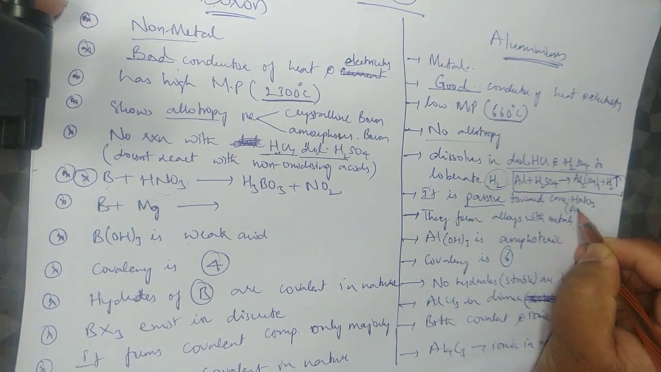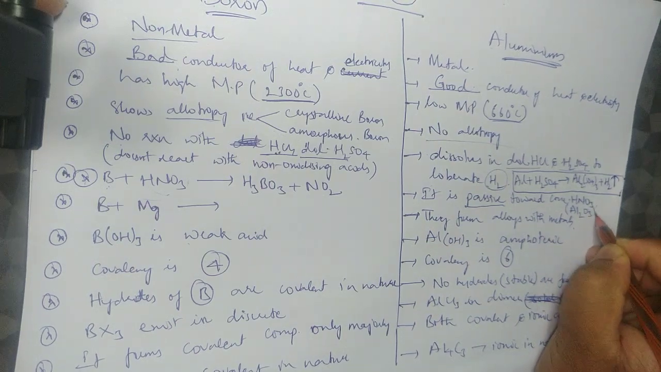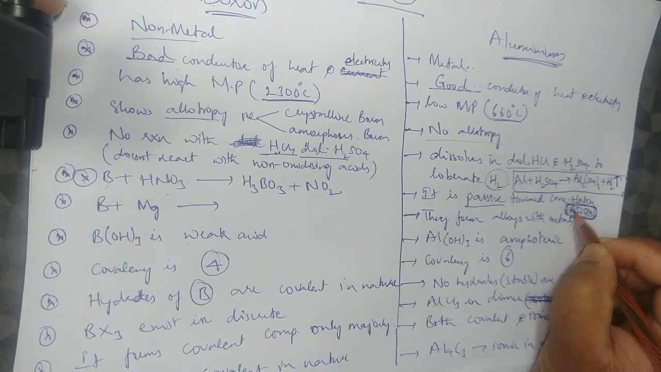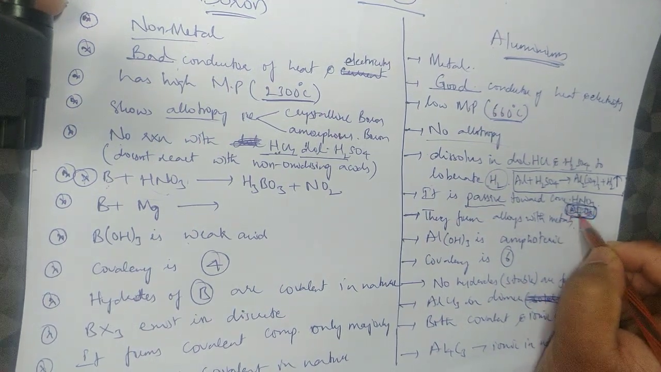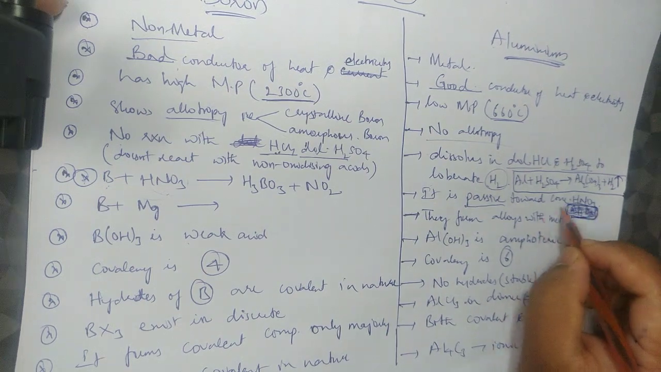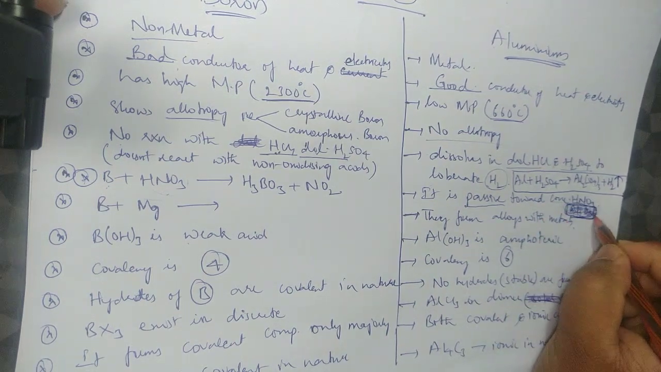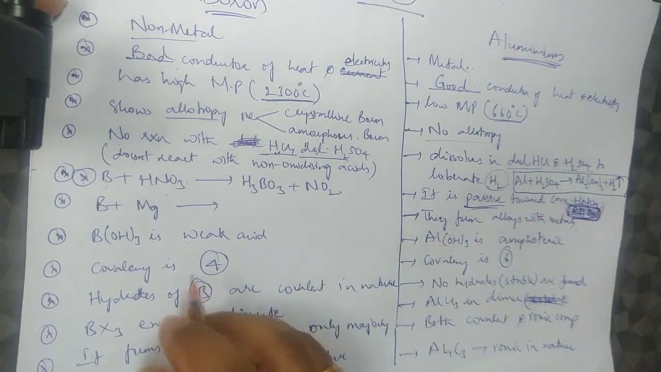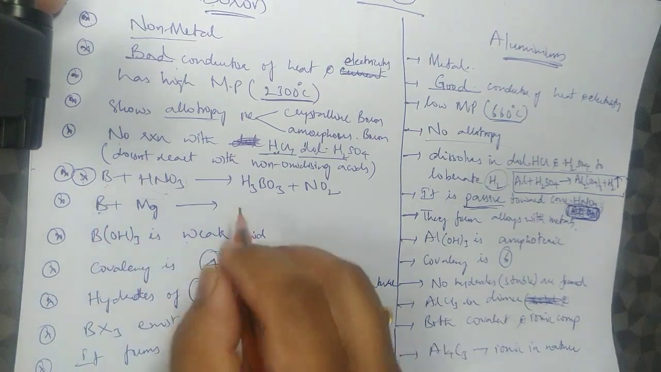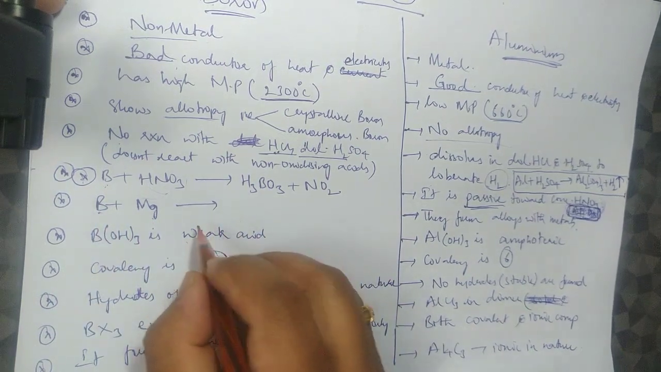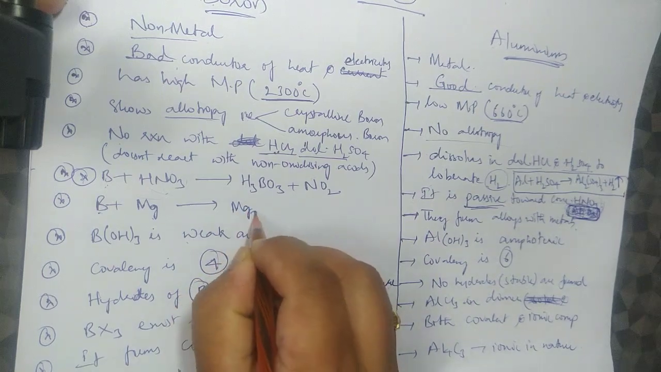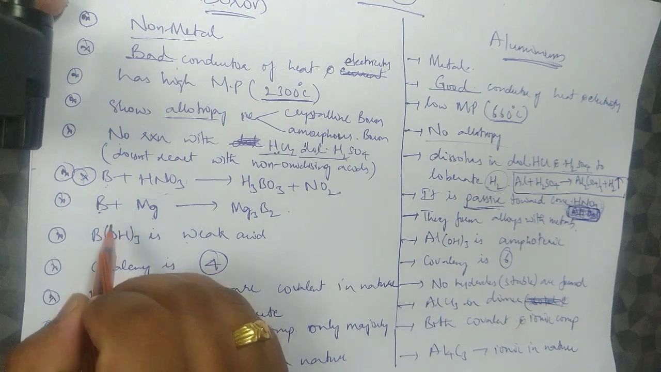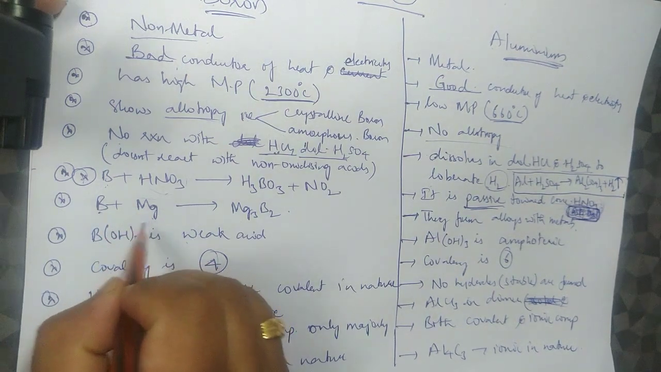Passive means the metal does not react after some time because of the formation of Al2O3 around the metal. Suppose this is my metal aluminium and this is covered by aluminium oxide, and when it is covered by the aluminium oxide, the concentrated nitric acid will not show its reactivity on the metal. So that's what I call passive. And boron with magnesium, this also we have seen very recently, it forms borides, Mg3B2.